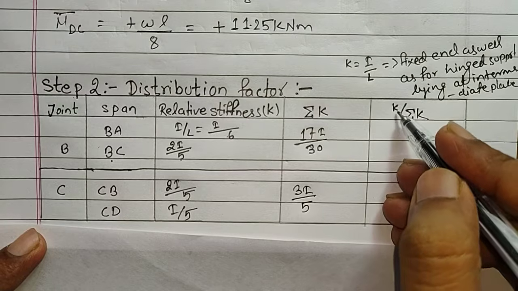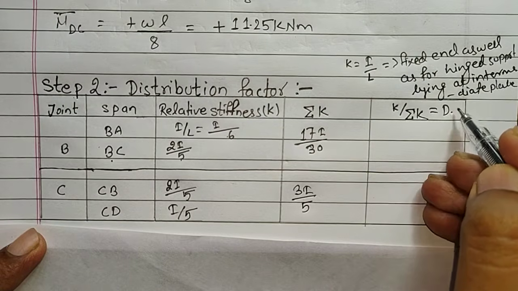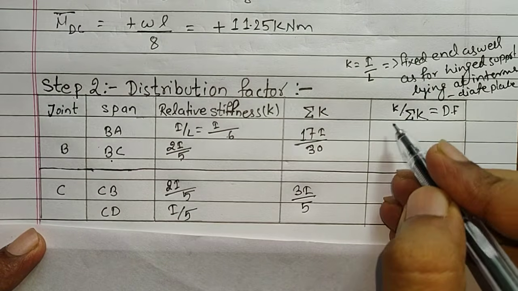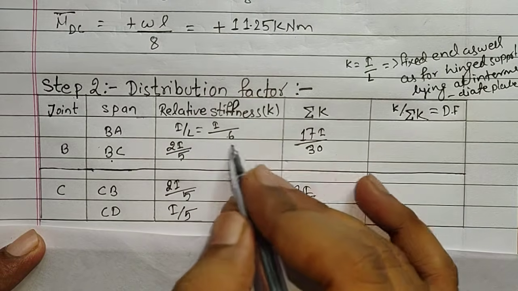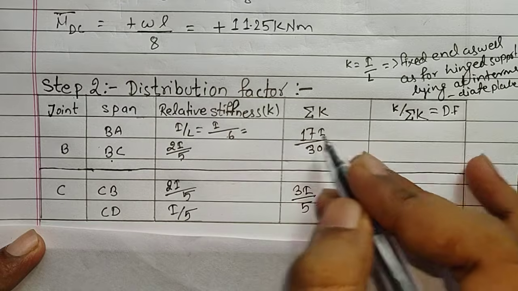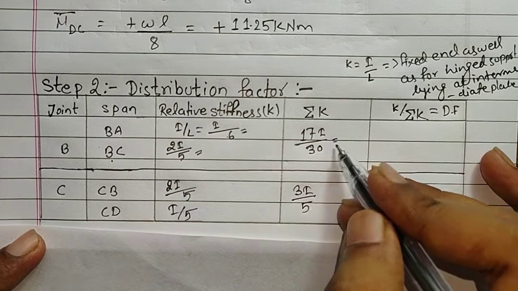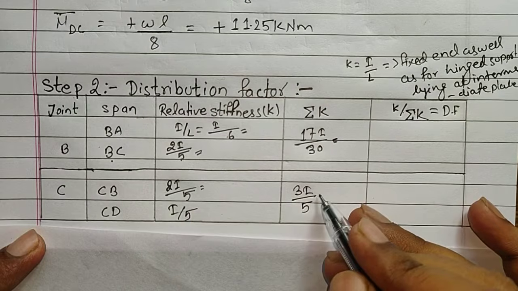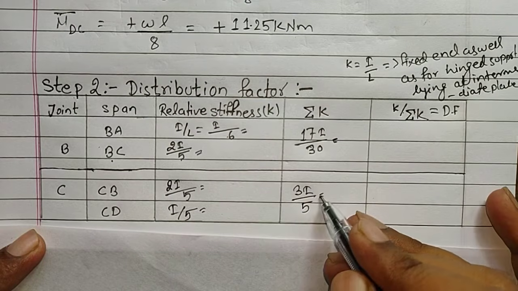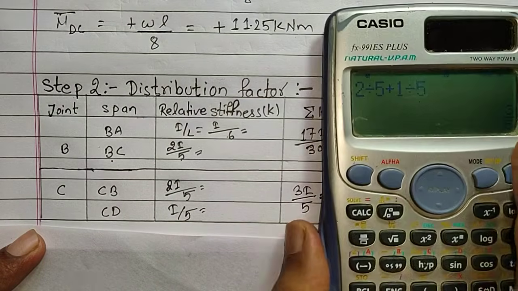Now here, this is the distribution factor. Distribution factor is given by k upon summation k. So what we need to do is divide k, this value, upon this value, again this value by this value. Similarly here we need to divide this value by this value, again this value by this value. Now see the calculation, how it is done.